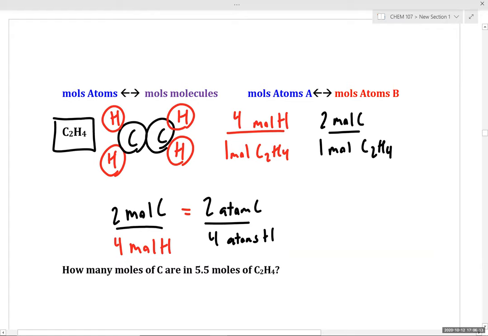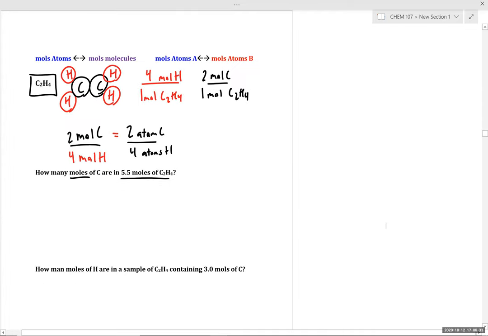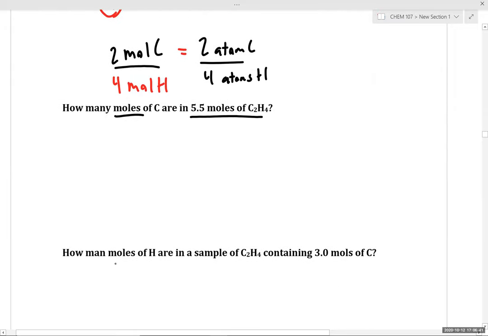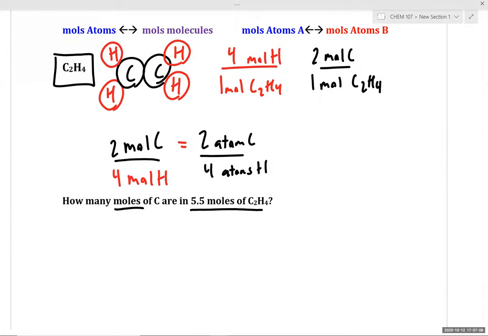Okay, so we're able to generate some mole to mole ratios, some conversion factors from our formula. Now, let's apply these conversion factors to calculate the moles of an element in a sample. So we're asked how many moles of carbon are in 5.5 moles of C2H4. And then the second question we're asked, how many moles of hydrogen are in a sample of C2H4 containing 3 moles of carbon? So I want everyone to take about 3 to 4 minutes on these examples, and I'd like you to complete these 2 unit conversions. If you need a reference guide for how to complete these calculations, I did a sample example on page 21 last class session.